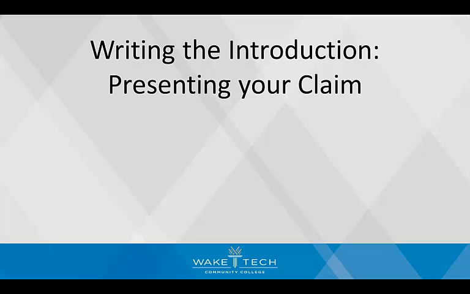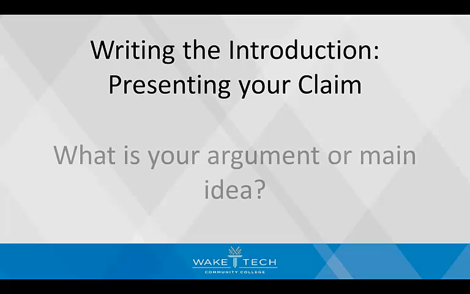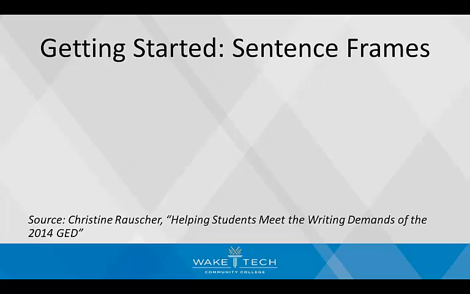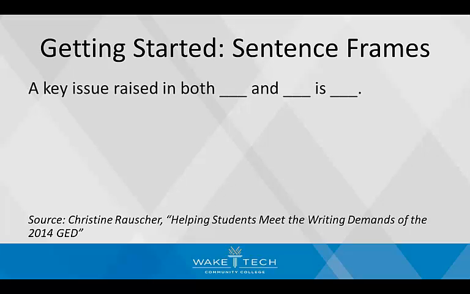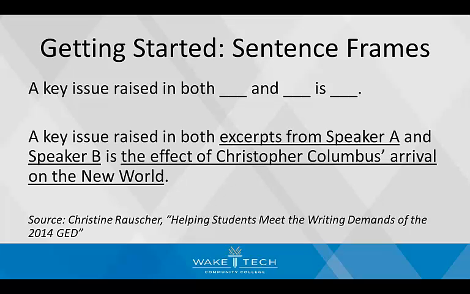In the introduction, we will be presenting our claim and the main ideas surrounding our claim. If we need help getting started, we can use sentence frames. Sentence frames are useful because they start a sentence for us and then we finish the rest of the sentence. They can be used with almost any topic. Here's an example. A key issue raised in both blank and blank is blank. Using the passages we just read, we could say something like, a key issue raised in both excerpts from Speaker A and Speaker B is the effect of Christopher Columbus's arrival on the New World.